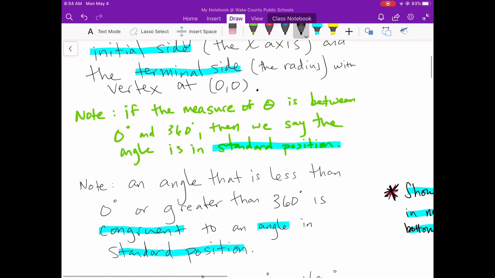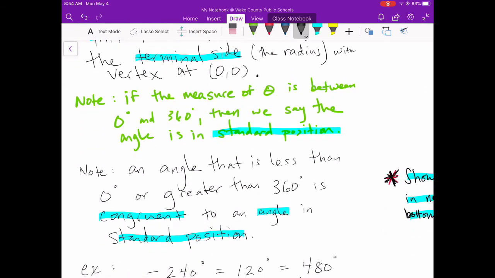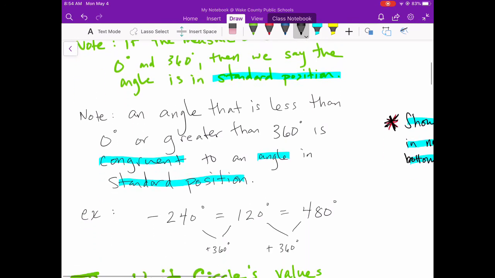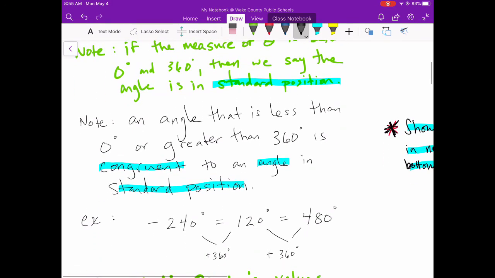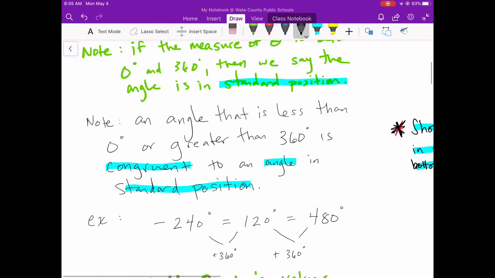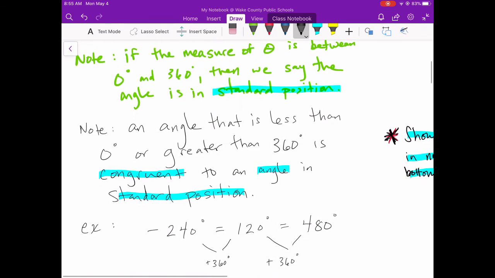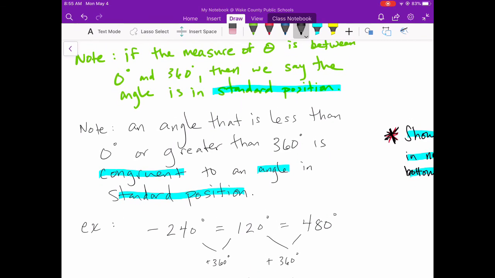Remember that an angle between 0 and 360 is in standard position, but we can find angles that are not in standard position and just convert them into standard position by either adding 360 degrees or subtracting 360 degrees. All right, so that's the first part of this. I hope that was helpful. Go back, pause and rewind, and make sure you get all the vocabulary down. That's how we're going to use that information to figure out different angles and how they are equivalent to something in the unit circle.